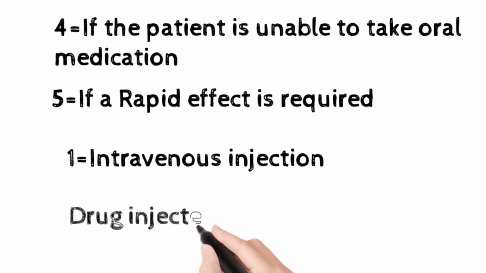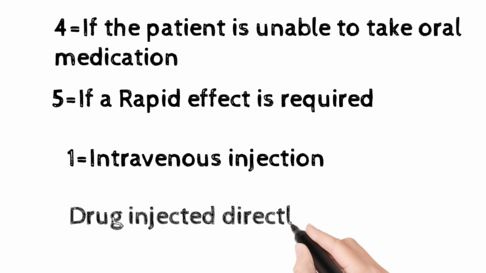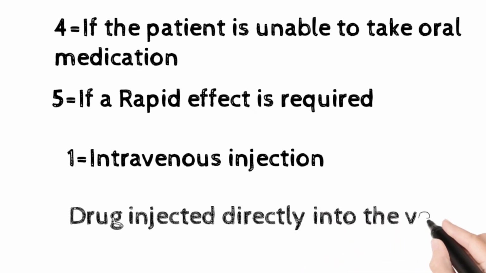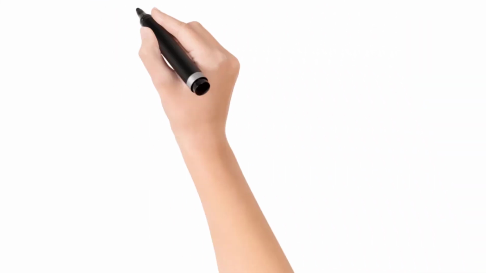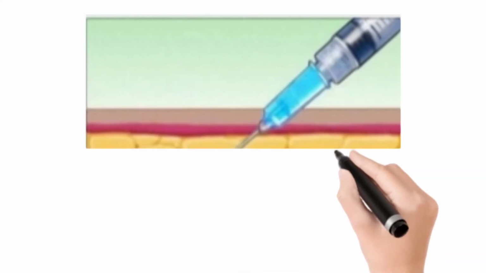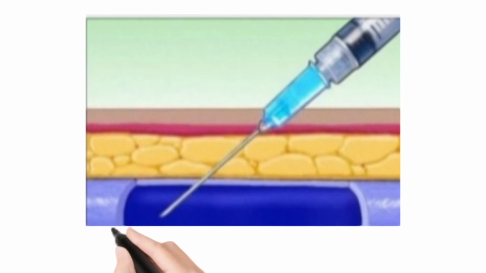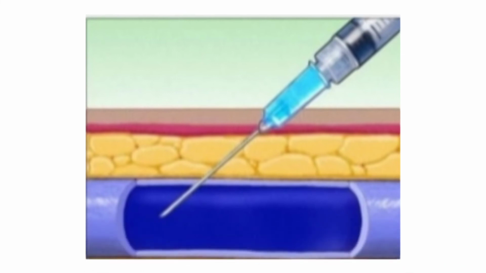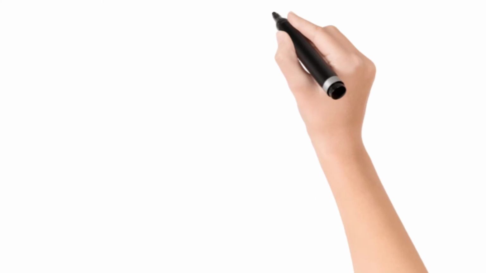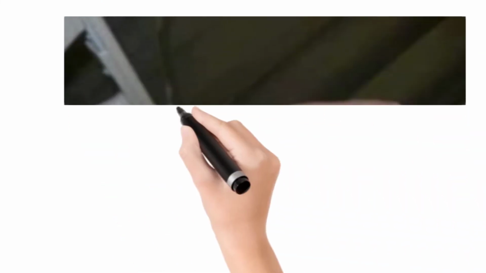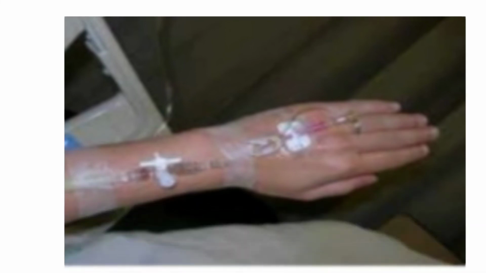In the parenteral route, first is intravenous injection. In intravenous injection, drugs are injected directly into the veins. Now look at this diagram. In the intravenous route, we directly inject the drugs into the veins. Look at the blue vein. Now look at the next diagram of the IV route. The drug is injected directly into the veins.